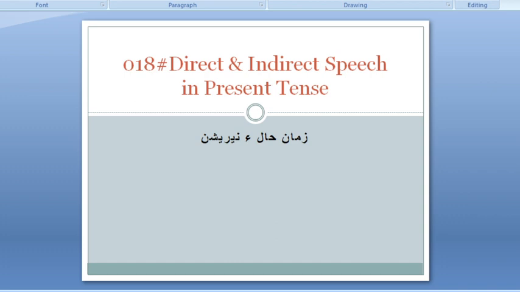As you know, in the previous lesson I shared the information about the changes of the tenses, which is called backshift: which tense will be changed into which tense while we are converting direct speech into indirect speech. So today I'll be talking about the present simple tense, what changes are required, and what the example sentences of the present simple tense are.